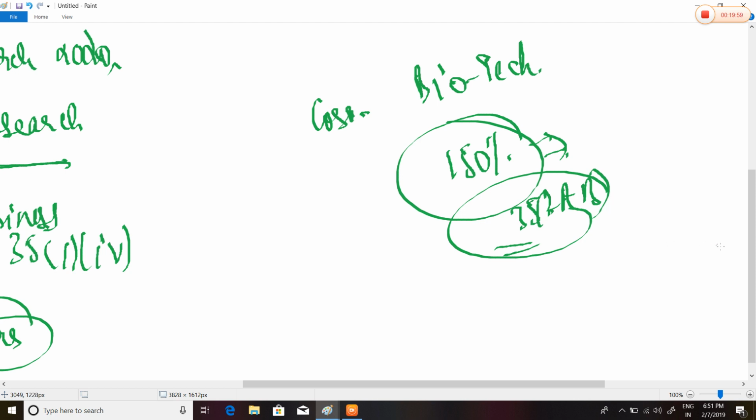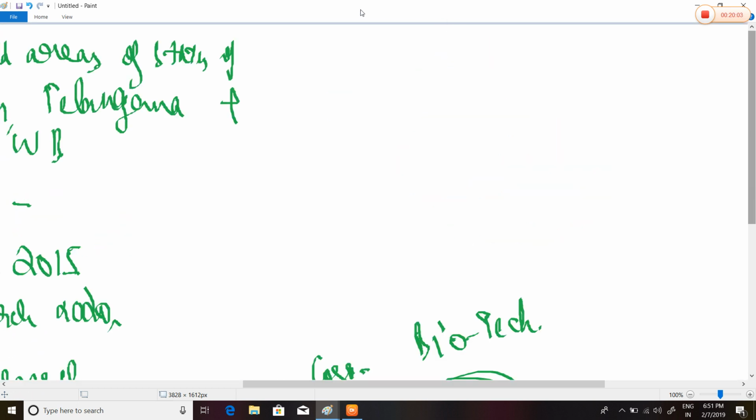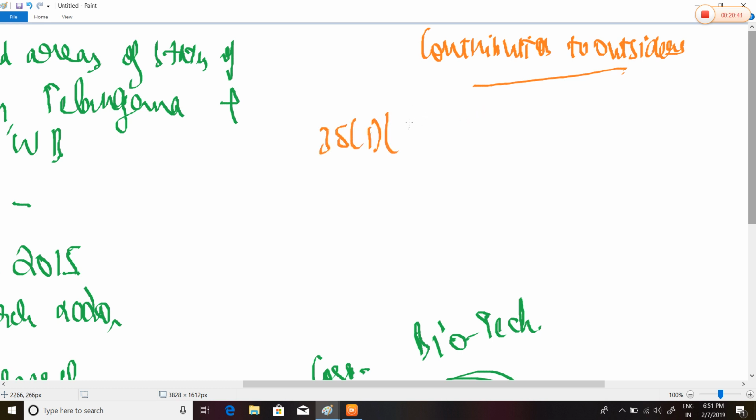you have to remember some rates too. See, contribution to outsiders. Contribution made by any SSC to certain specified or approved institutions shall be entitled to the weighted deduction, which are as follows, which I am going to give you. 35(1)(ii). Contribution made to any research associations for scientific research, 150%.